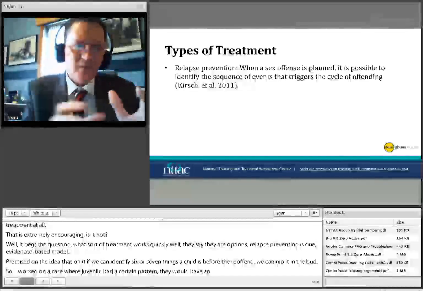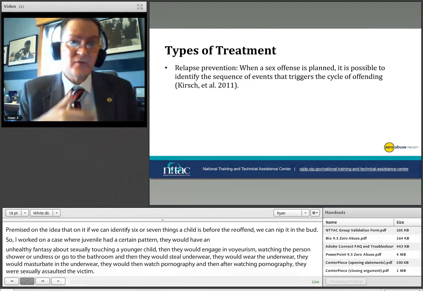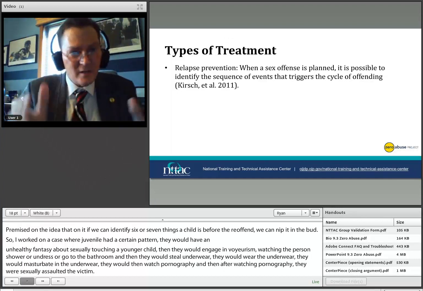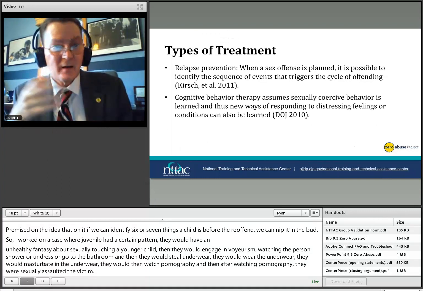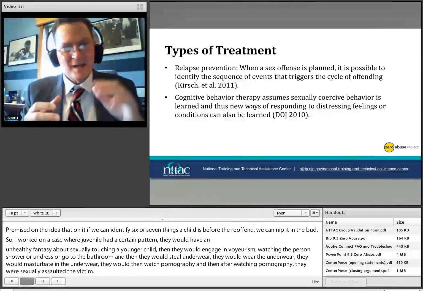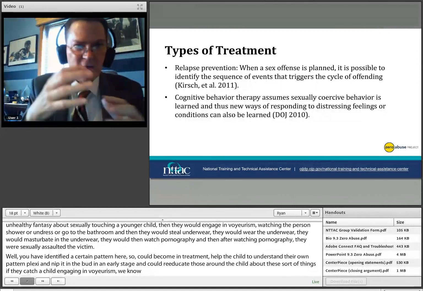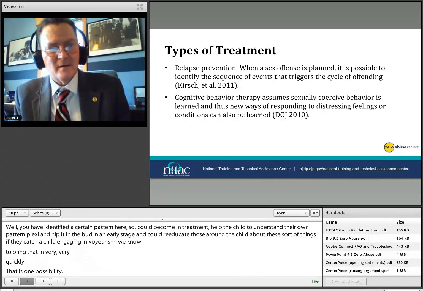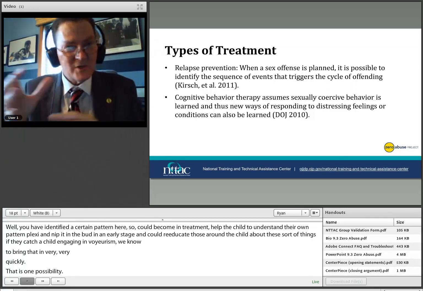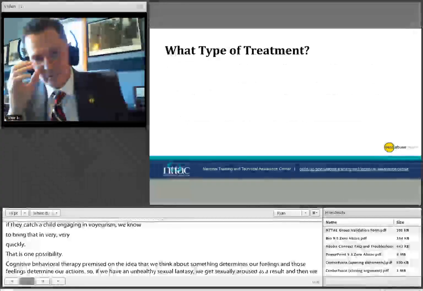Well, SOMAPI says there are several options. Relapse prevention is one evidence-based model, premised on the idea if we can identify 6, 7 things a child does before they reoffend, we can nip it in the bud. So I worked on a case where a juvenile had a certain pattern. They would have an unhealthy fantasy about sexually touching a younger child. Then they would engage in voyeurism, watching the person shower or undress or go to the bathroom. Then they would steal underwear. They would wear the underwear. They would masturbate in the underwear. They would then watch pornography, and then after watching pornography, they would sexually assault a victim. Well, you've identified a certain pattern here. So could we, in treatment, help the child to understand their own pattern to help them nip it in the bud at an early stage?